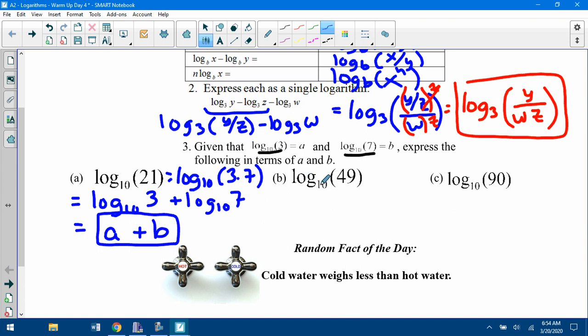All right, how can I write log base 10 of 49 using only 3's and 7's? In this case, I just need 7's. And I could write it a couple different ways. We could say log base 10 of 7 times 7, or couldn't I also just say log base 10 of 7 squared? Sure, I could. And how could I use log properties if I start like that? I can bring the 2 out front. So 2 log base 10 of 7. Writing it in terms of a and b, we know what b is. What's my answer? Right, 2b.